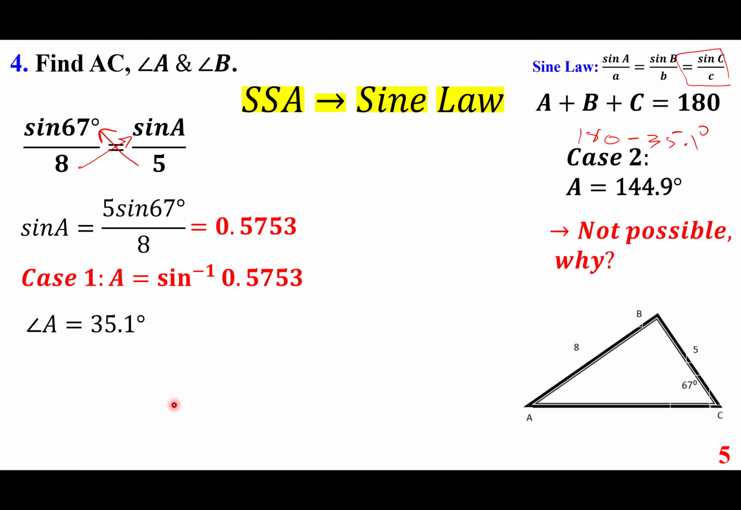So we have 67 degrees. We have 35.1 degrees. So the last one, angle B, would be 180 minus the sum of the two. So A and C, if you add these two, you get 102.1 degrees, subtracted from 180, and you get 77.9 degrees, which means now we have all the angles.